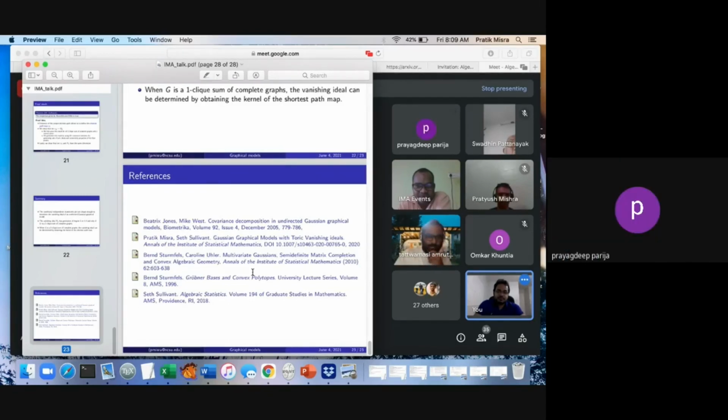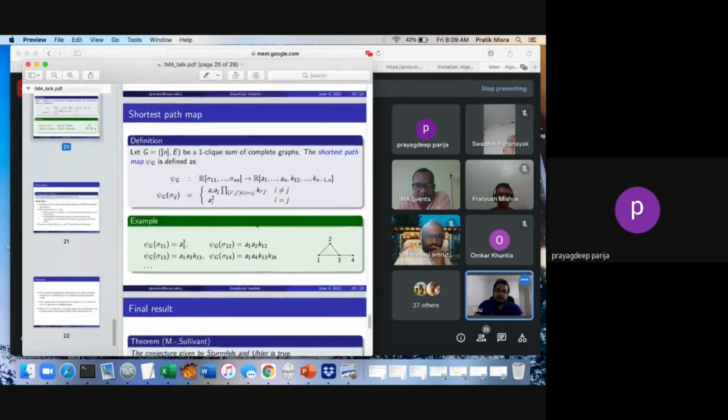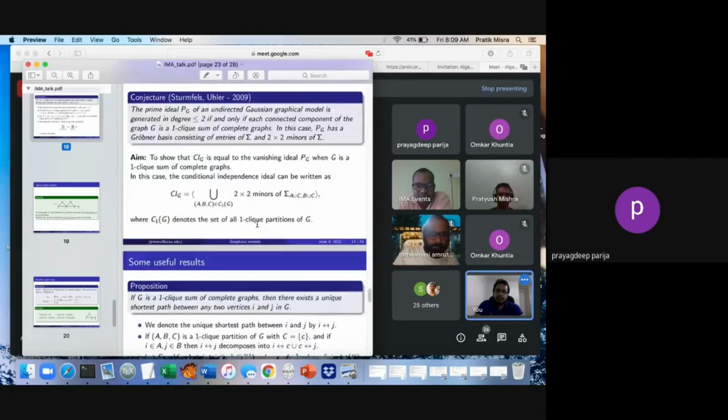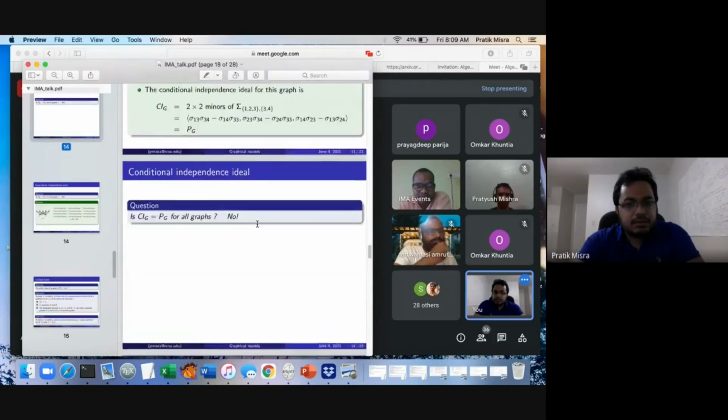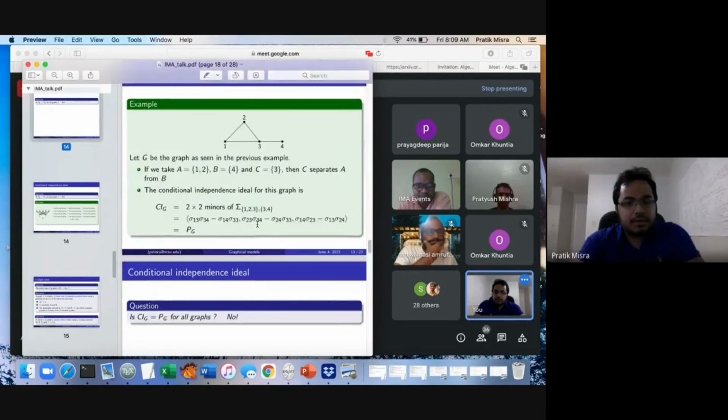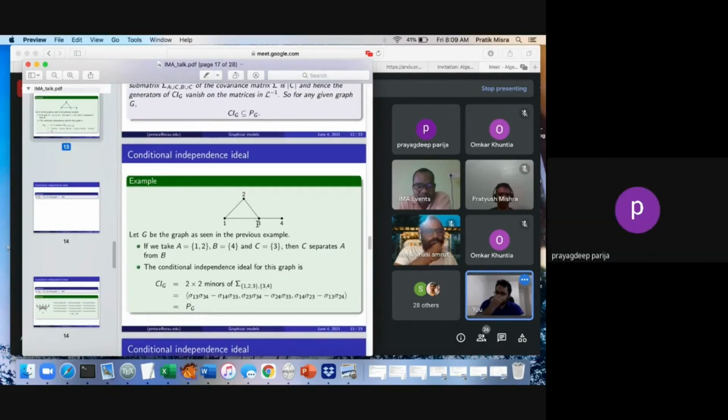Could you please talk a bit more about that conditional independence? Because I do not understand what that is. The conditional independence ideal, yeah. Okay. What is it? Independence is referring to what here?